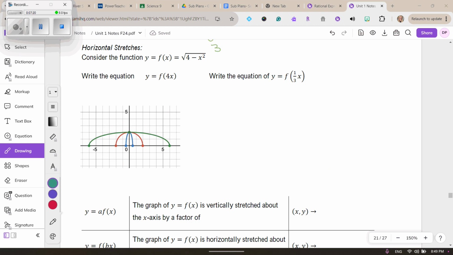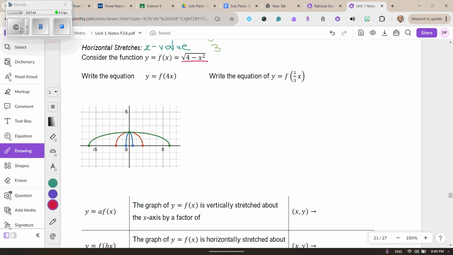Let's look at horizontal stretches. So horizontal stretches, just like translations moving horizontally, are going to affect the x value, and they are going to multiply the x value. So we're going to use that same function, the square root of 4 minus x squared. We already know that that was the red one. And then we are going to do two things to it.